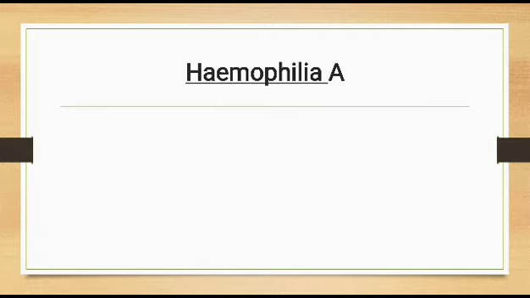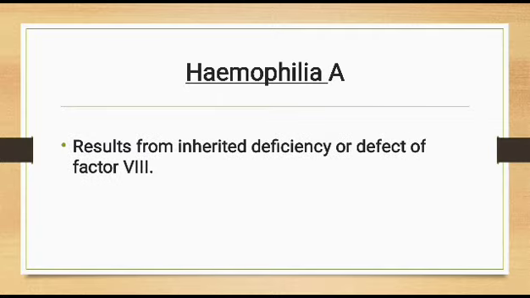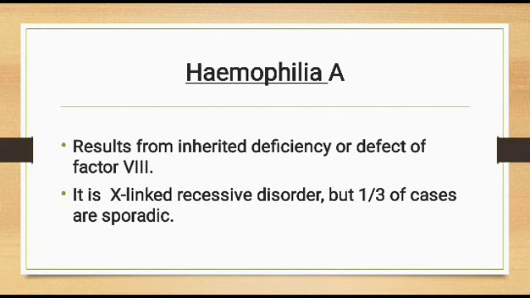Hemophilia A is one of the important coagulation problems, and it's not uncommon. It results from inherited deficiency of factor VIII. It is an X-linked disease, so it occurs in males more than females. One third of cases are sporadic, that's to say they are not inherited. They occur for the first time in certain people without a known cause.